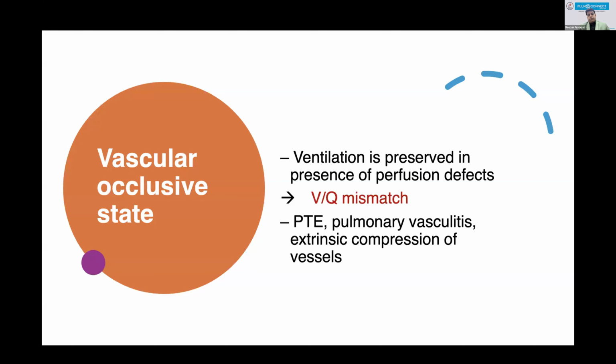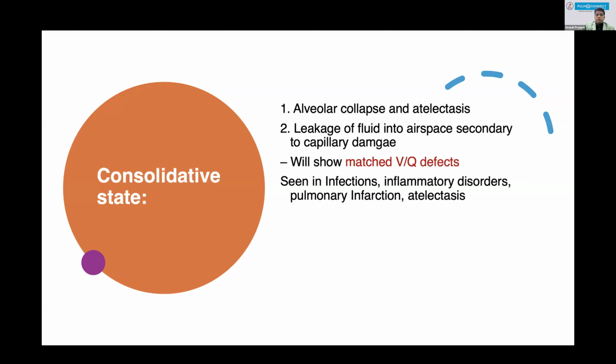So depending upon these pathophysiology, there are basically four pathophysiology states which we have to describe. One is the vascular occlusive state, where the ventilation is preserved in presence of perfusion defect, we call VQ mismatch, which I discussed. Consolidative stage, where the alveolar collapse and the atelectasis is there. There is leakage of fluid into the air space secondary to capillary leakage, and it showed the matched ventilatory perfusion defects seen in infections, inflammatory disorders, pulmonary infarction, and the atelectasis.